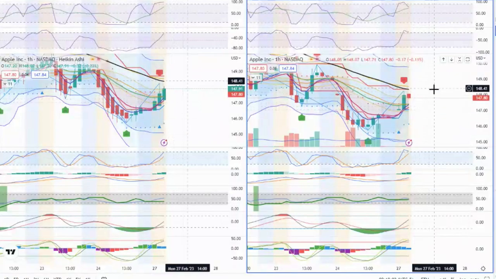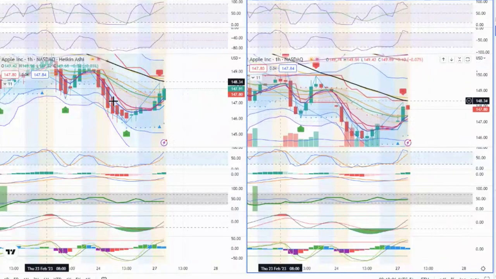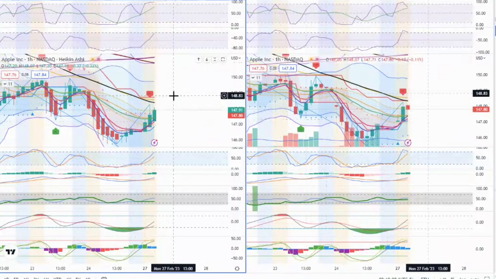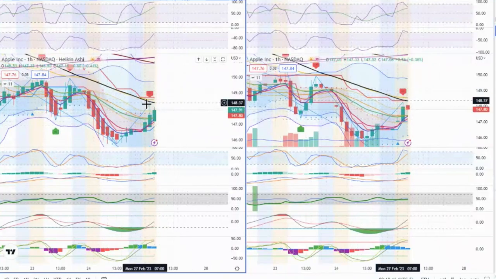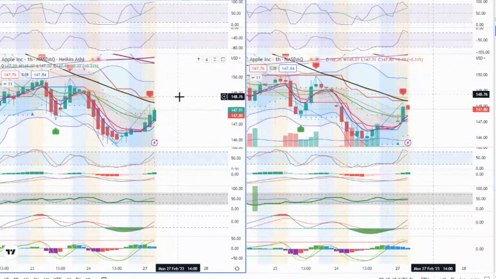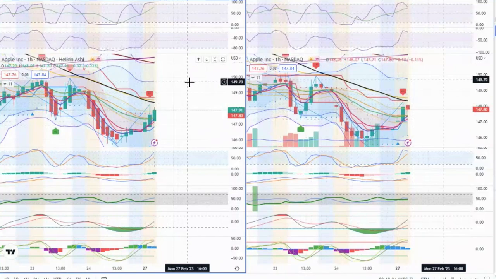And to the upside, we are looking for this 50 moving average to get tested. If that clears, then very likely we're going to expect it to hit this number, 148.70. And if it clears the 50 moving average on the hour, then we start to reassess further up to this resistance point, 148.70. That clears, very likely 149.70.